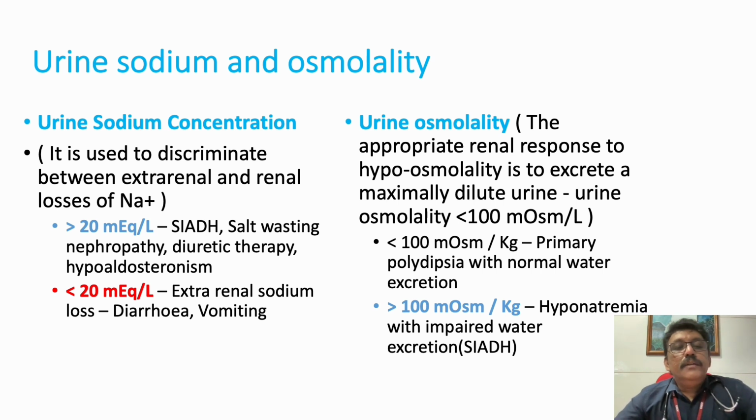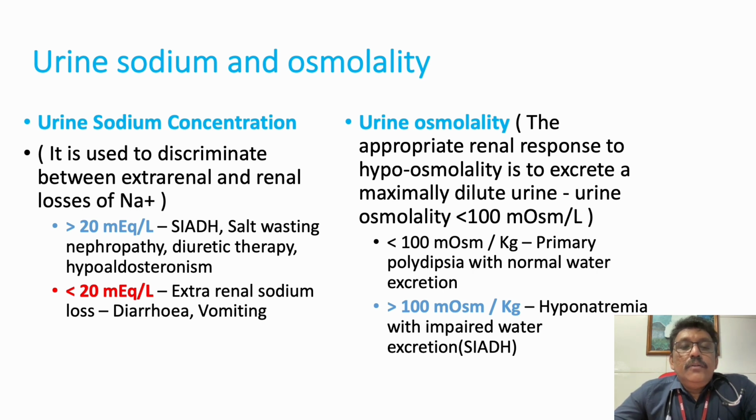And the most important is SIADH. In SIADH you get more than 20 milliequivalents, sometimes it will be more than 40 milliequivalents per liter. In salt wasting nephropathy, you get salt loss and other electrolytes will also be lost through the kidneys.